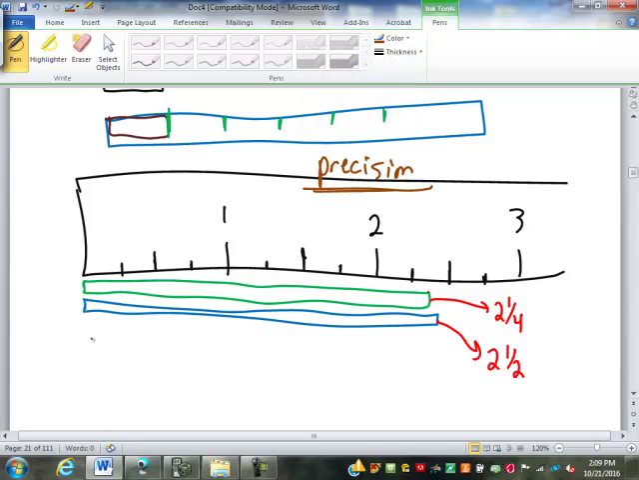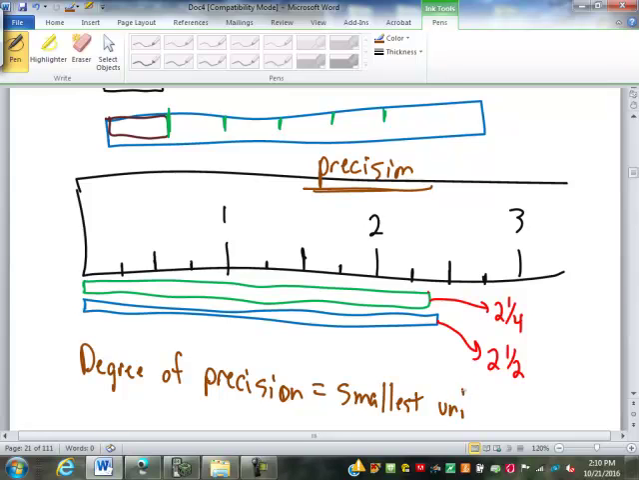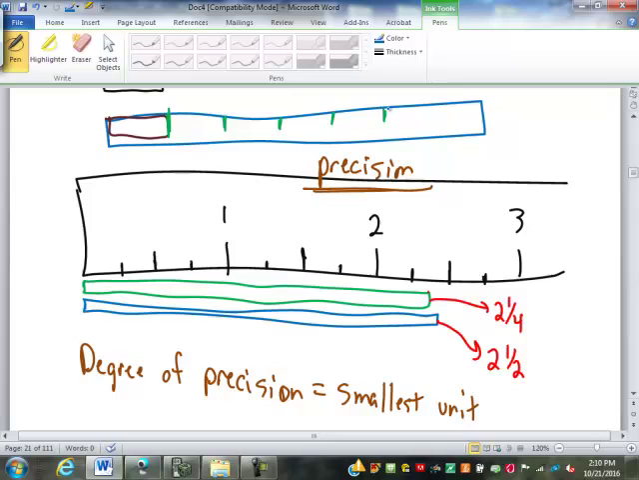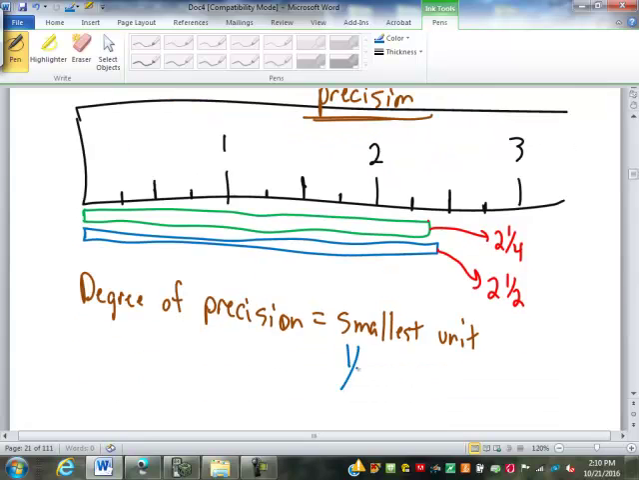So the definition of degree of precision is the smallest unit on the device. For most of us, that'll be a ruler or a tape measure. So here, the degree of precision of this ruler that we're using, this measuring device, is 1/4 of a unit, whatever unit it is that I'm using on there.